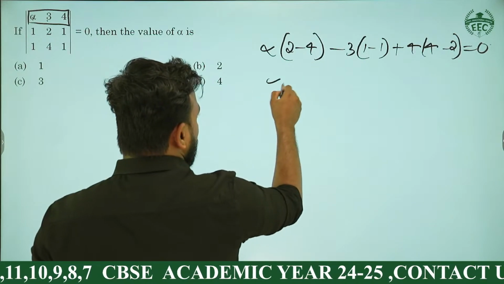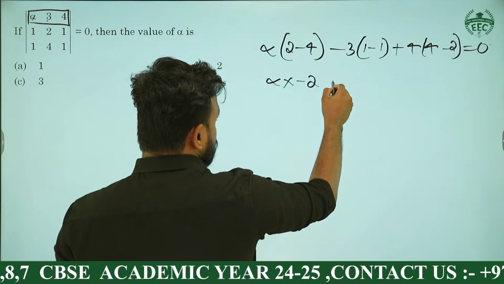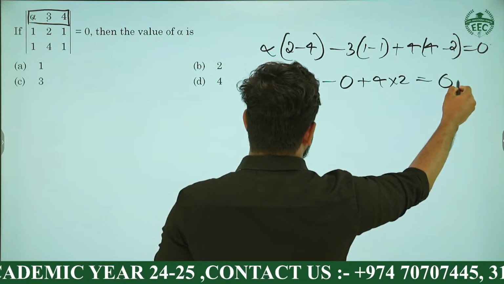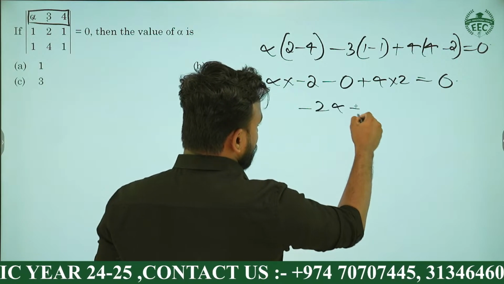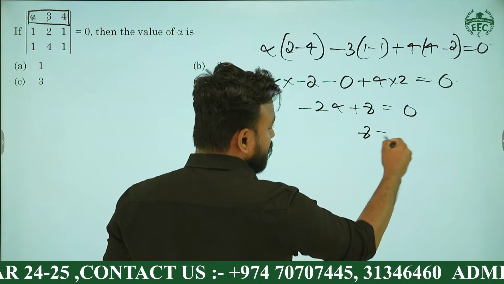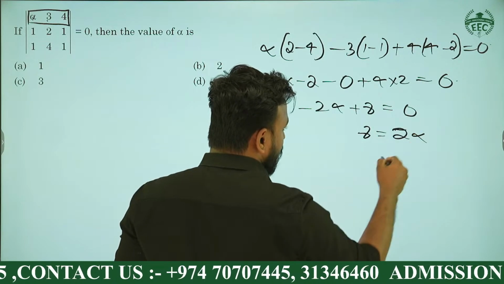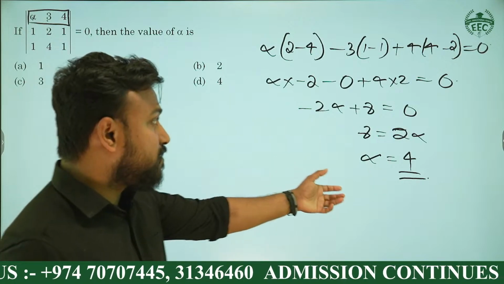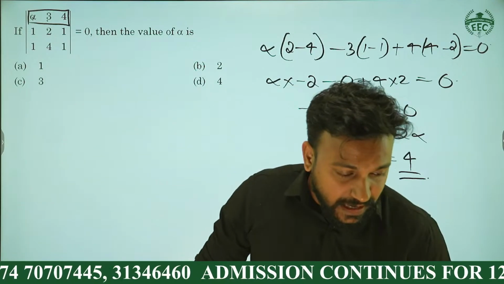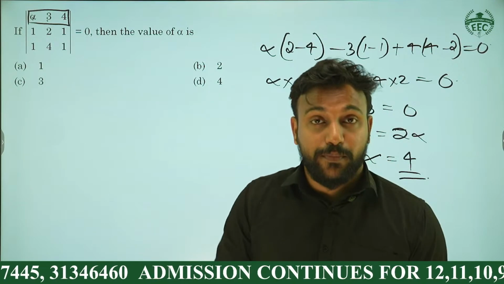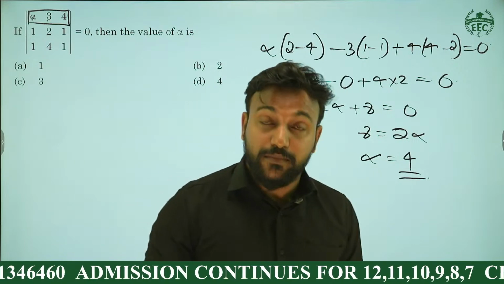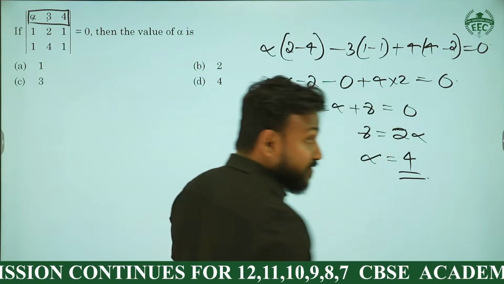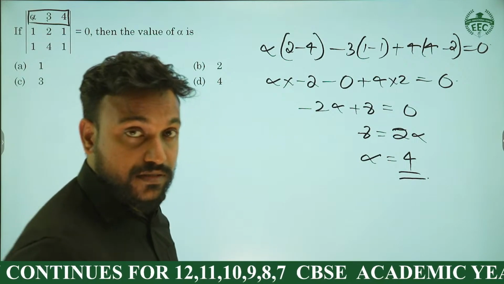Then alpha into 2 minus 4, that is minus 2, minus 0, plus 4 into 2, that is equal to 0. And minus 2 alpha plus 8 is equal to 0. 8 is equal to plus 2 alpha. Alpha is equal to 4. That is your answer. You can find it in this way also. That's why actually you can find the answer with the property, but you don't need to learn that because it is a deleted portion or it is rationalized. So shall we move to the next one? Is there any confusion with these questions? Okay.